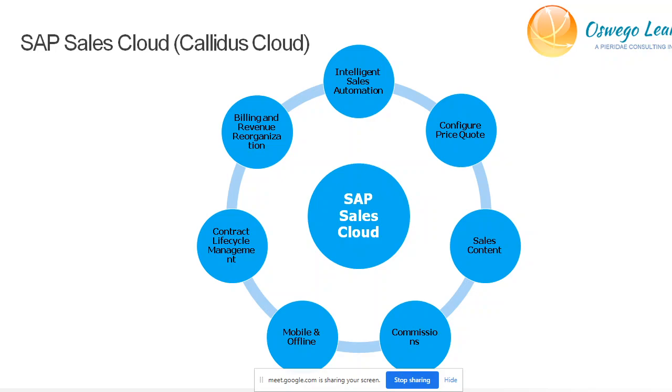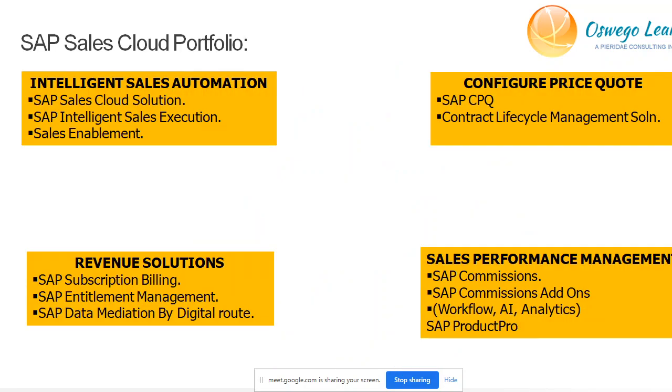Then we have contract lifecycle management. Contract lifecycle management is a very critical part of the Sales Cloud. And the last part is billing and revenue recognition. Getting the billing of the product is also handled by Sales Cloud. Now we'll go one by one.